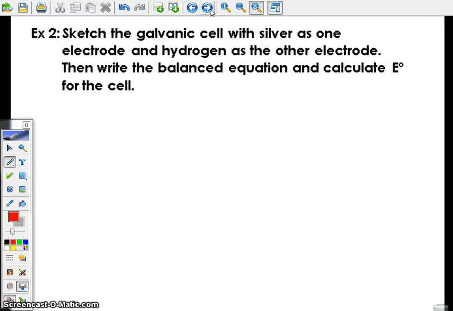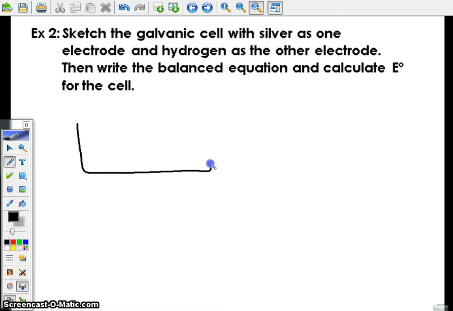Now, just to make things a little bit different, on the second page I had said something about a salt bridge or a porous disc. You can put a porous material between the 2 compartments as long as ions can flow through. They'll be able to equalize the charge. So I'm going to draw with a porous disc this time, just for fun.